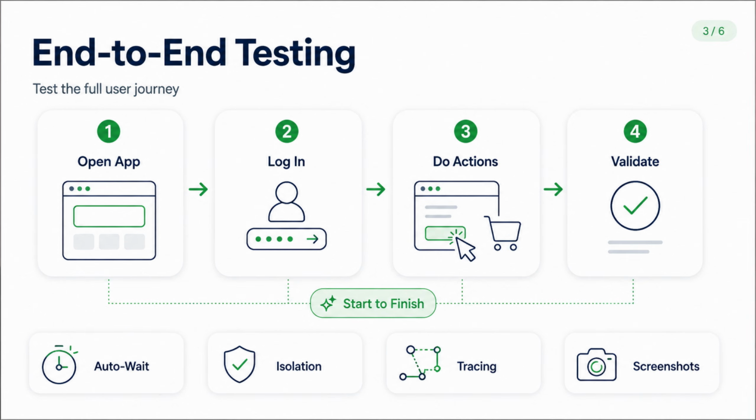Now, Playwright is also heavily used for end-to-end testing. And end-to-end testing basically means testing the complete user journey from start to finish. For example, a user may open an application, log in, and perform some actions. Then finally, the user validates the result at the end of the workflow. And that complete flow becomes an end-to-end test. And Playwright is very strong for this because it provides auto waiting, browser isolation, and good debugging support. And it also gives tracing and screenshots, so the troubleshooting becomes much easier when something fails.